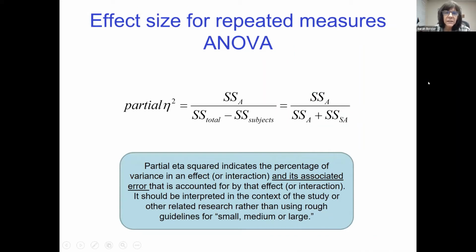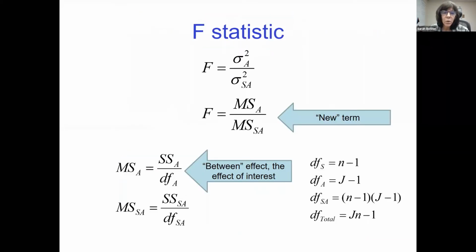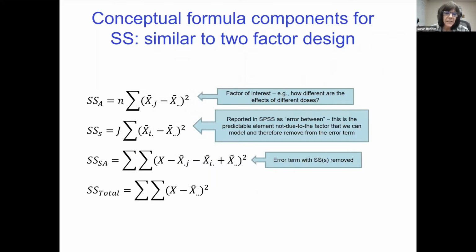And the effect size for repeated measures ANOVA is a partial eta squared term, again, like we've seen in factorial ANOVA, where you have in the numerator the sums of squares associated with the independent variable, but the denominator includes the removal of the sums of squares attributable to subjects. So that is actually a place where you need this term.